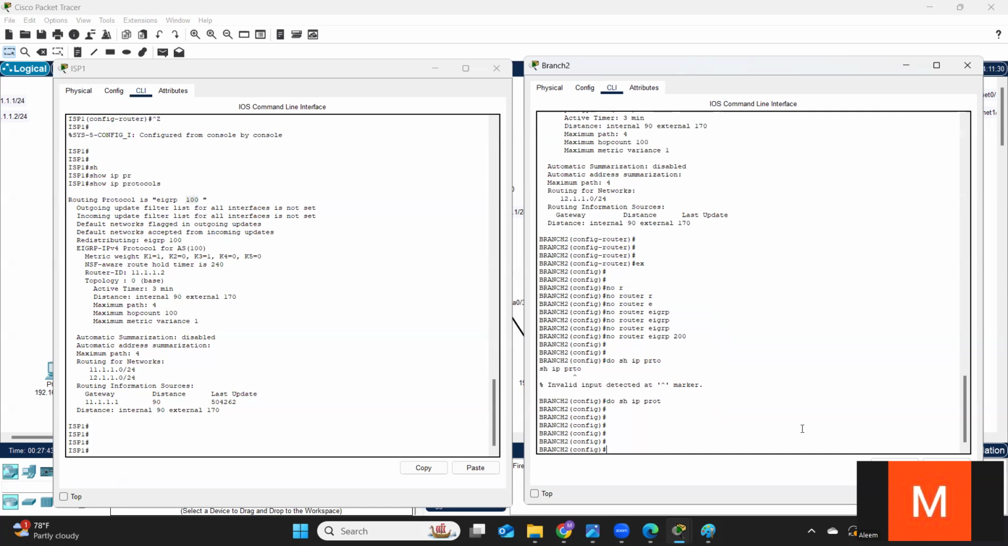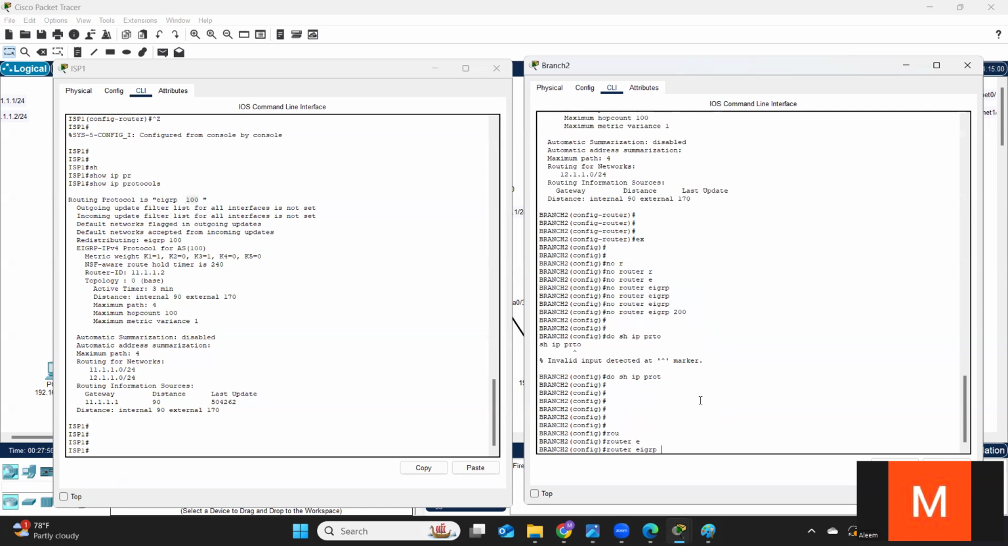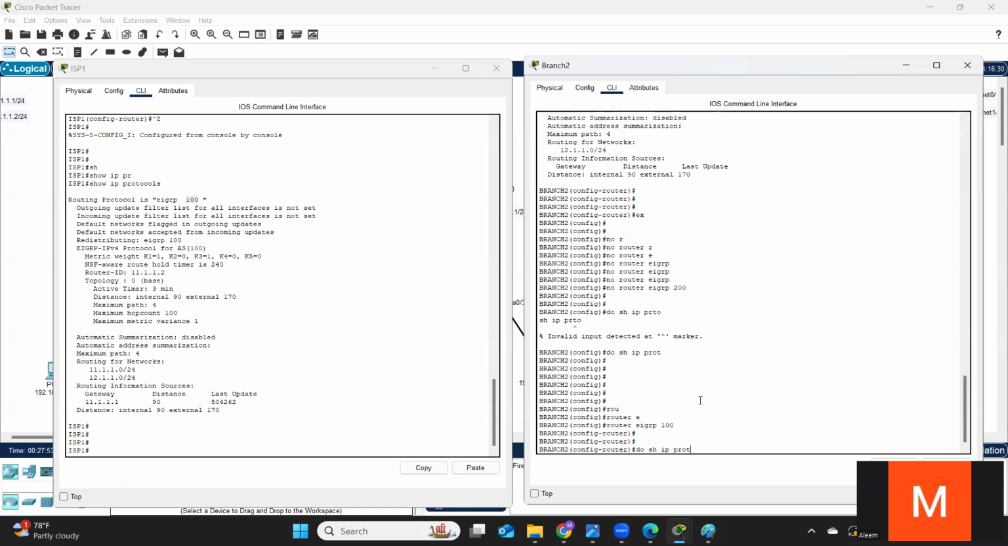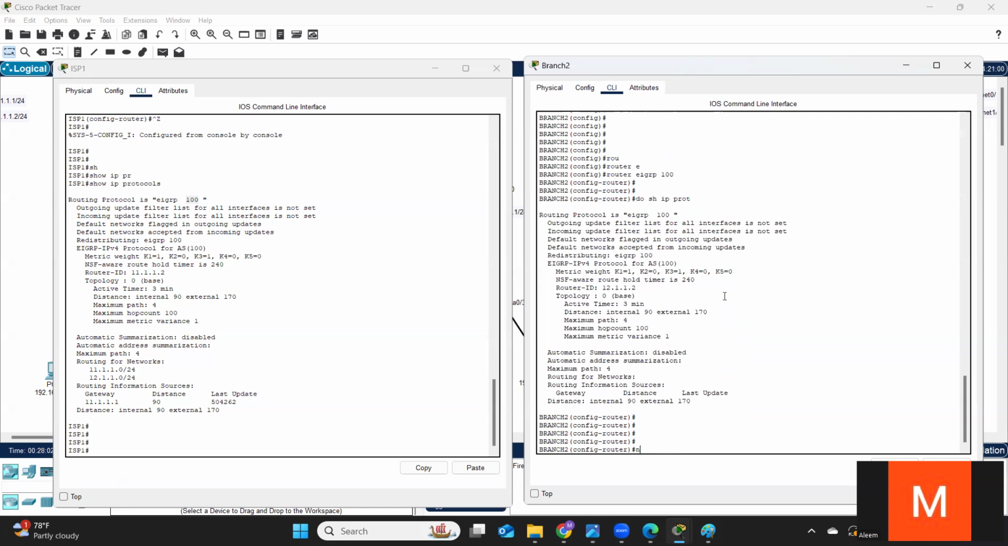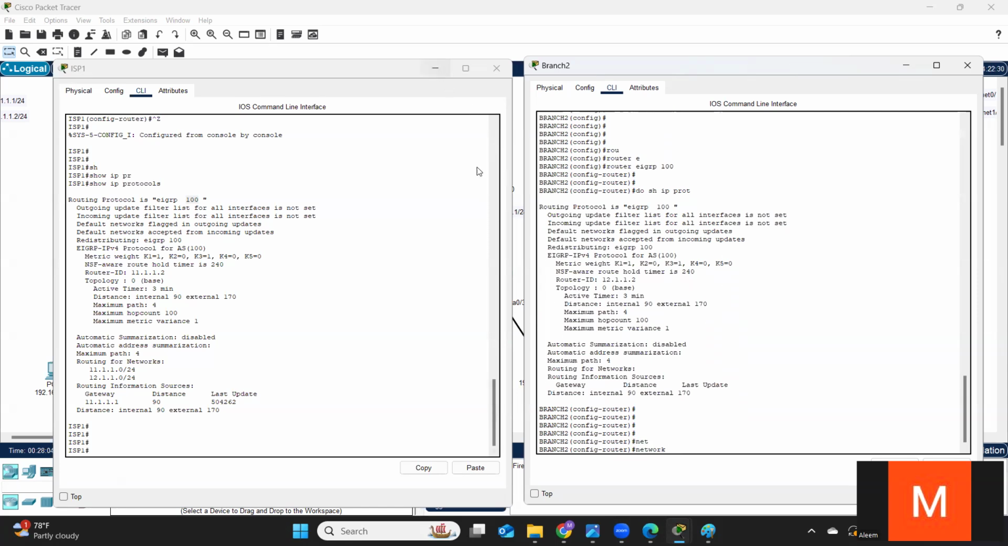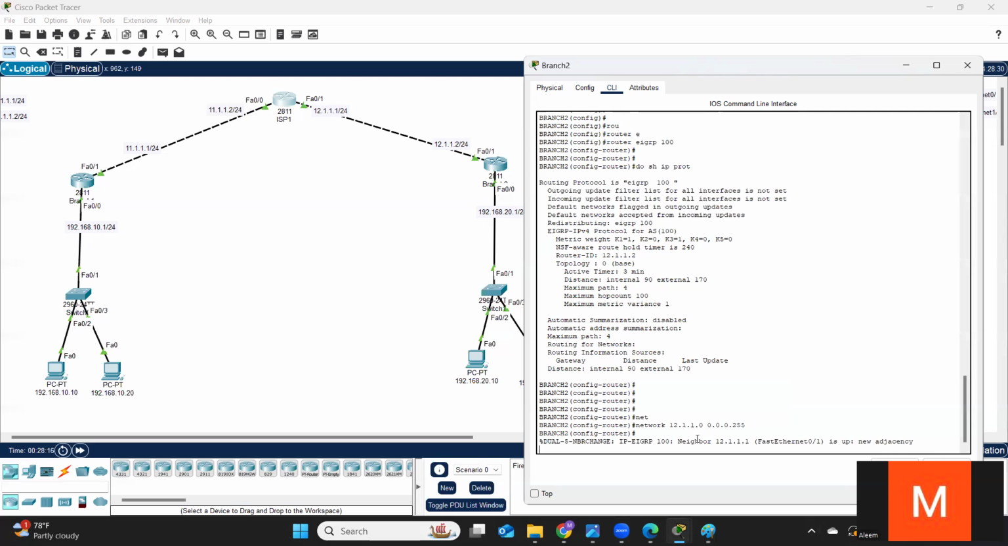So it's not working. No protocols are there. You can check. That is the reason it is showing that. Again I will configure router EIGRP 100. Now again use the command do show ip protocol. Here you can check. Now both are the same. Now we'll advertise some prefix which is a directly connected interface. So network 12.1.1.0, and wildcard mask is 0.0.0.255. Just hit enter. Yes, neighborship formed.